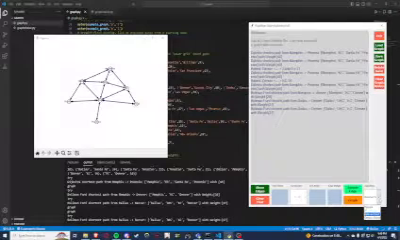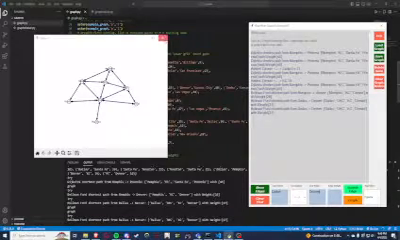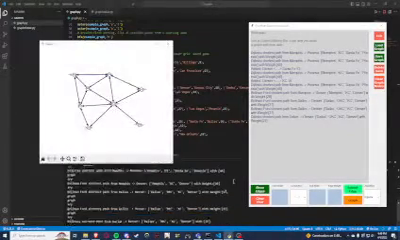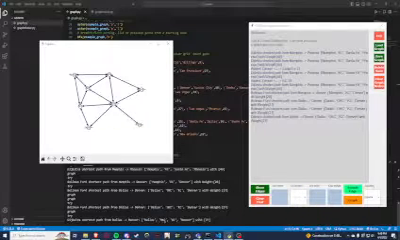I want to try it one more time with Dijkstra's algorithm just to see if it gives us the same answer, which it should. And there we go. Dallas, Oklahoma City, Kansas City to Denver with the same 27.